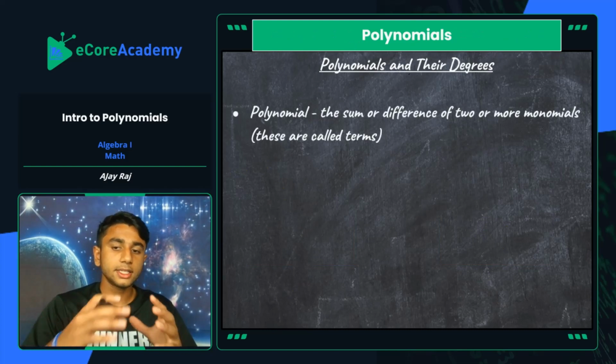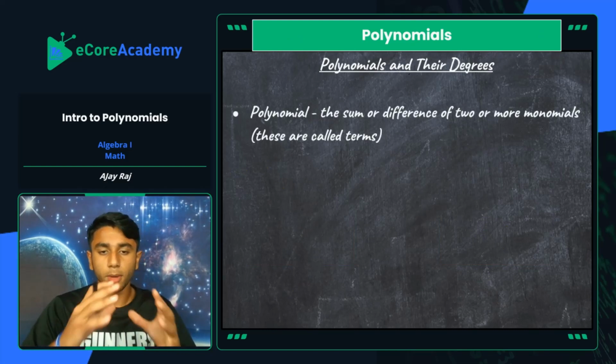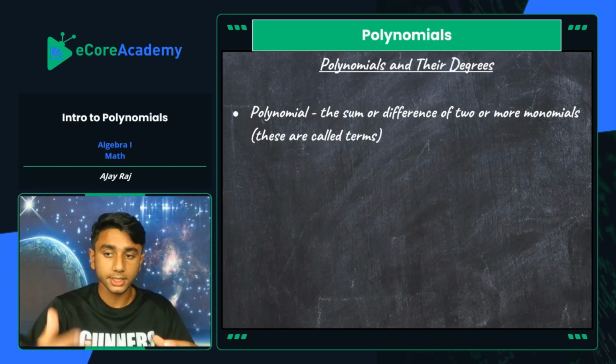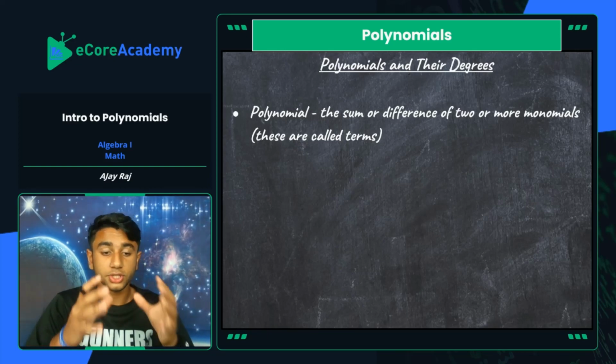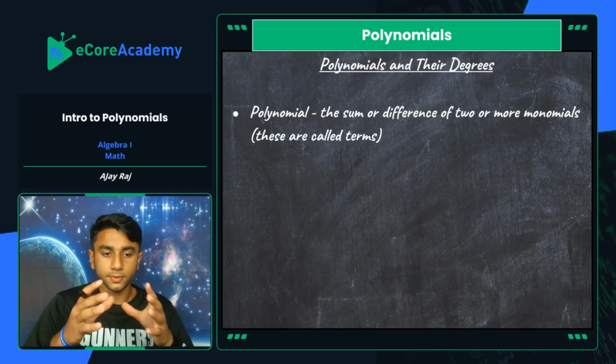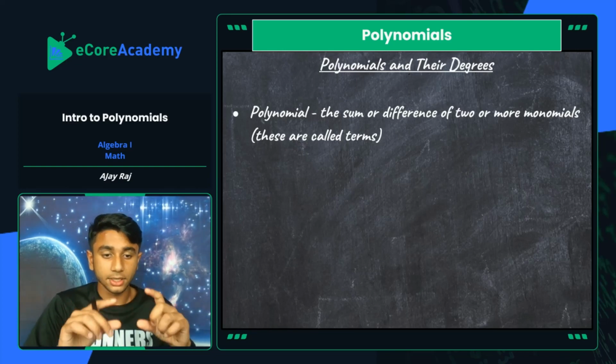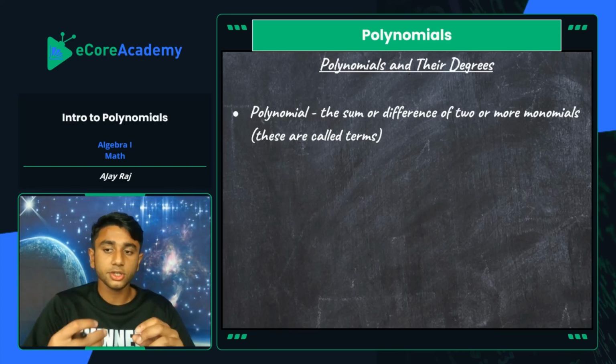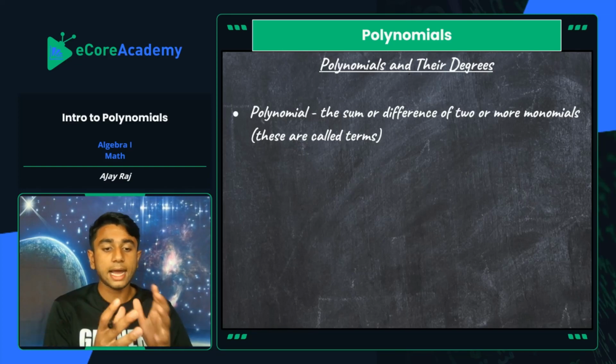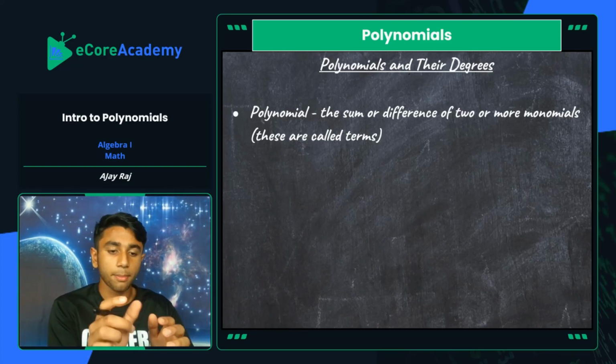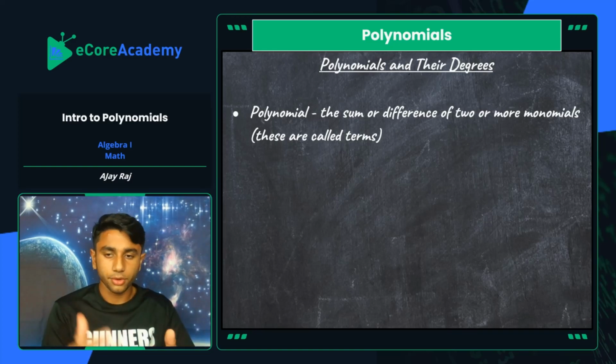So a polynomial is the sum or difference of two or more monomials. These are also called terms, like I said. Monomials are essentially just your singular terms, like numbers and just groups of variables that are just multiplied together. That's a single term. Now, a polynomial is essentially when you take those monomials and you're adding some sort of operation in between them, either addition or subtraction, obviously.